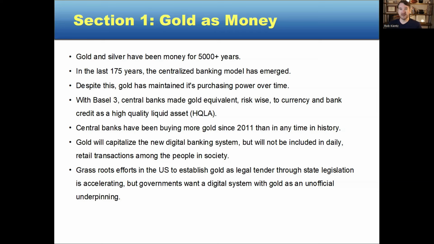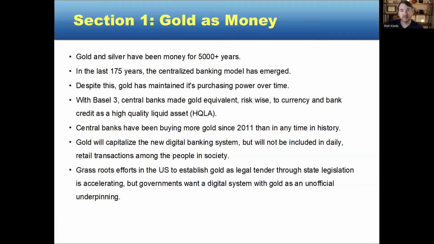But just know that gold has become a really big component in terms of global financial stability by the central banks that issue fiat currency. And that right there tells you that gold is the ultimate safe haven, because they're using gold to what? Support what? The central bank, which supports what? Ultimately, the debt and the fiat currency of that country. Central banks have been buying more gold since 2011 than at any time in history. And gold will capitalize the new digital banking system, but will not be included in daily retail transactions.